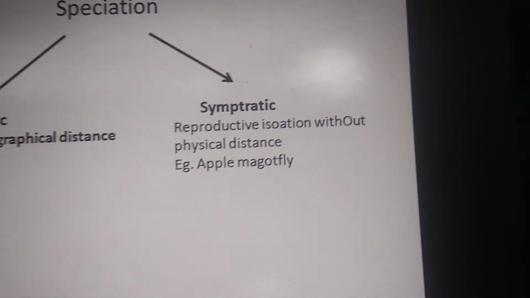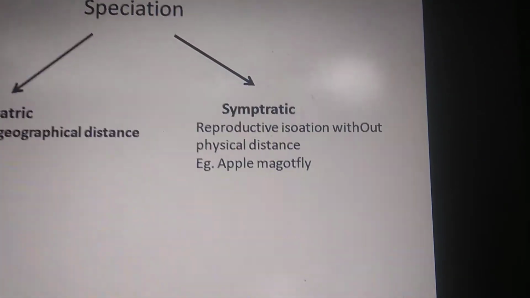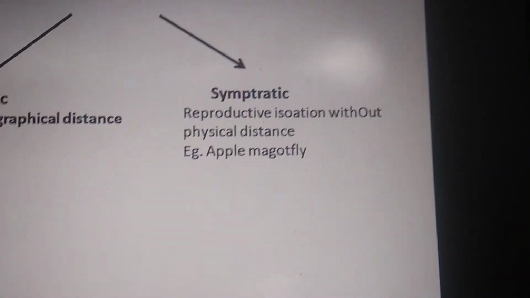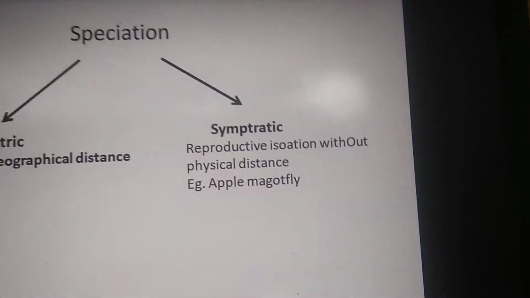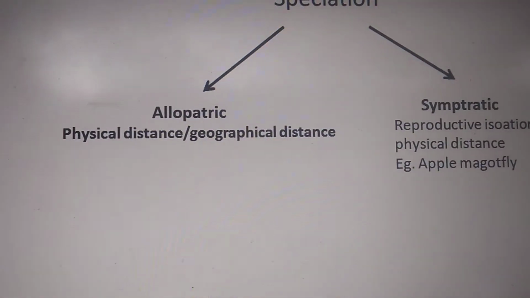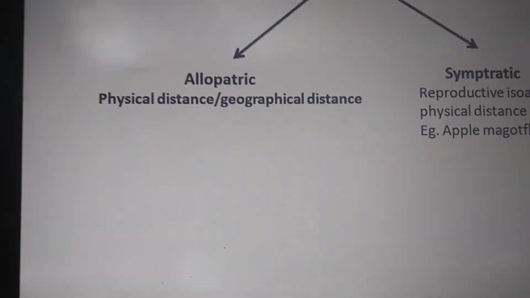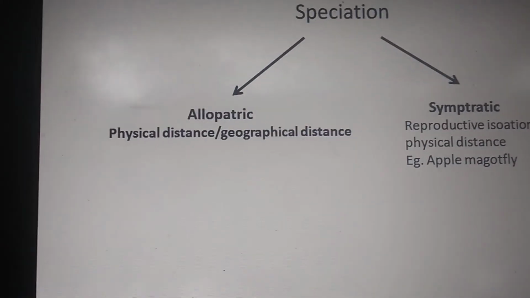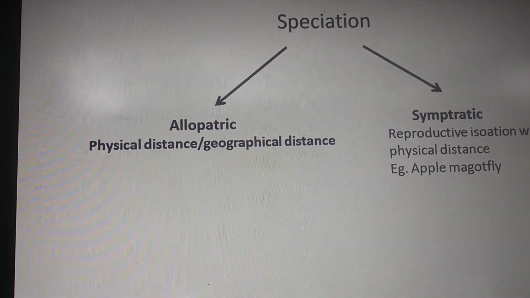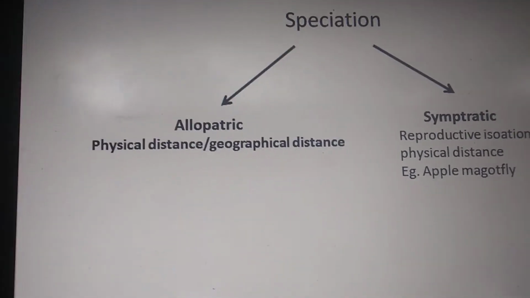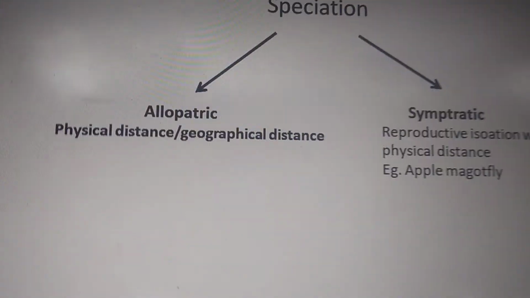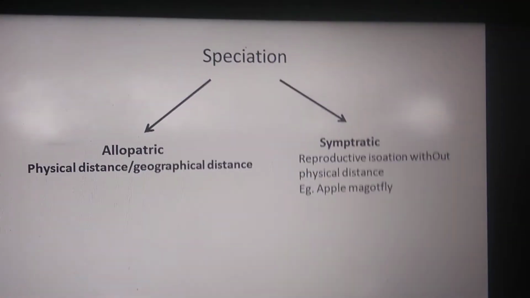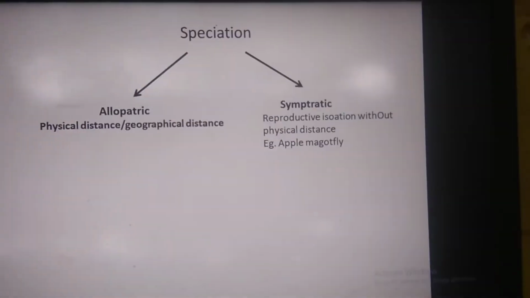Next is sympatric speciation. Sympatric speciation does not involve any physical distance. Okay, it is different from allopatric. In allopatric, there has to be some physical distance there. It has to be some glacier. There has to be some huge mountain. There has to be some huge river. Okay, there has to be some agent that would separate the two groups of individuals permanently from each other.